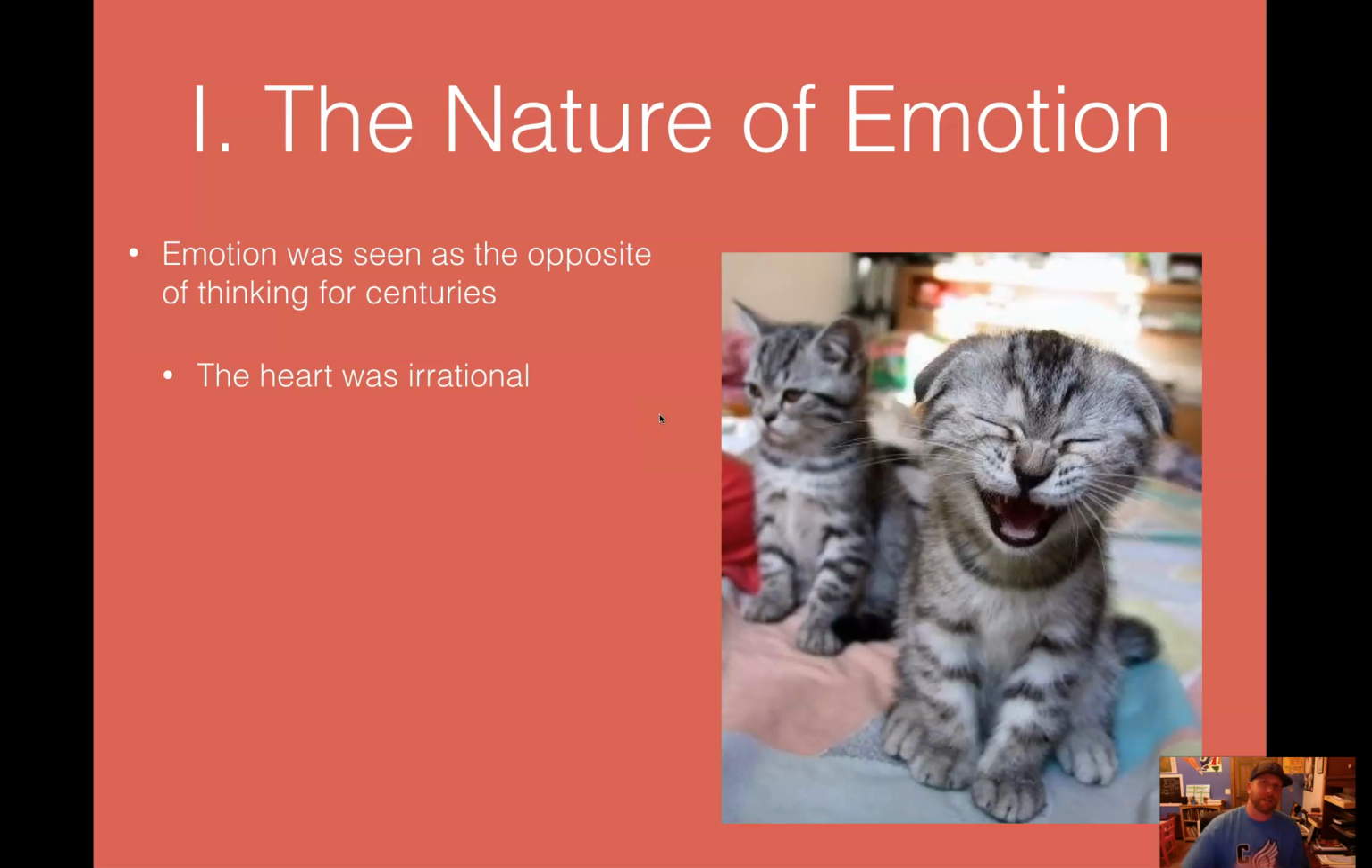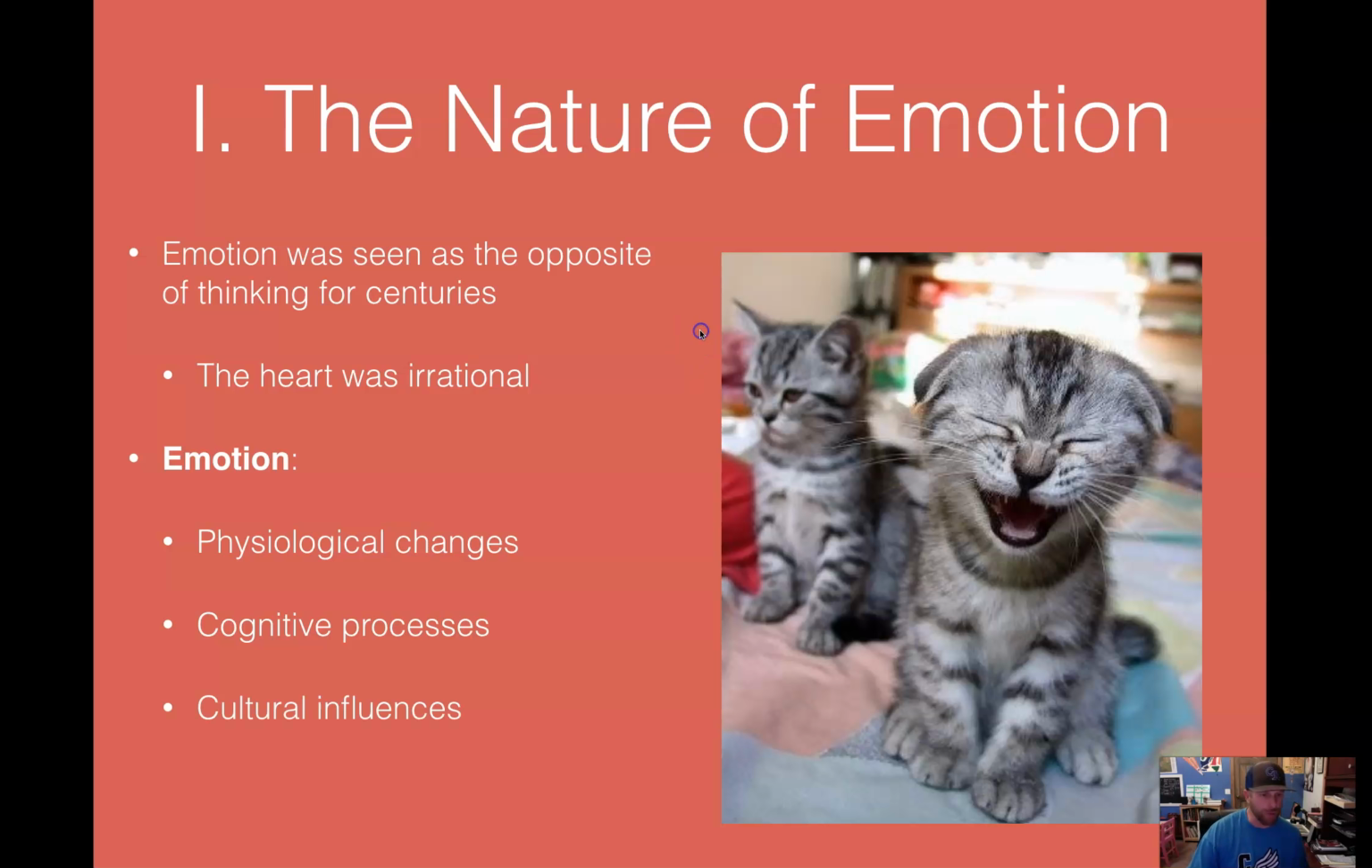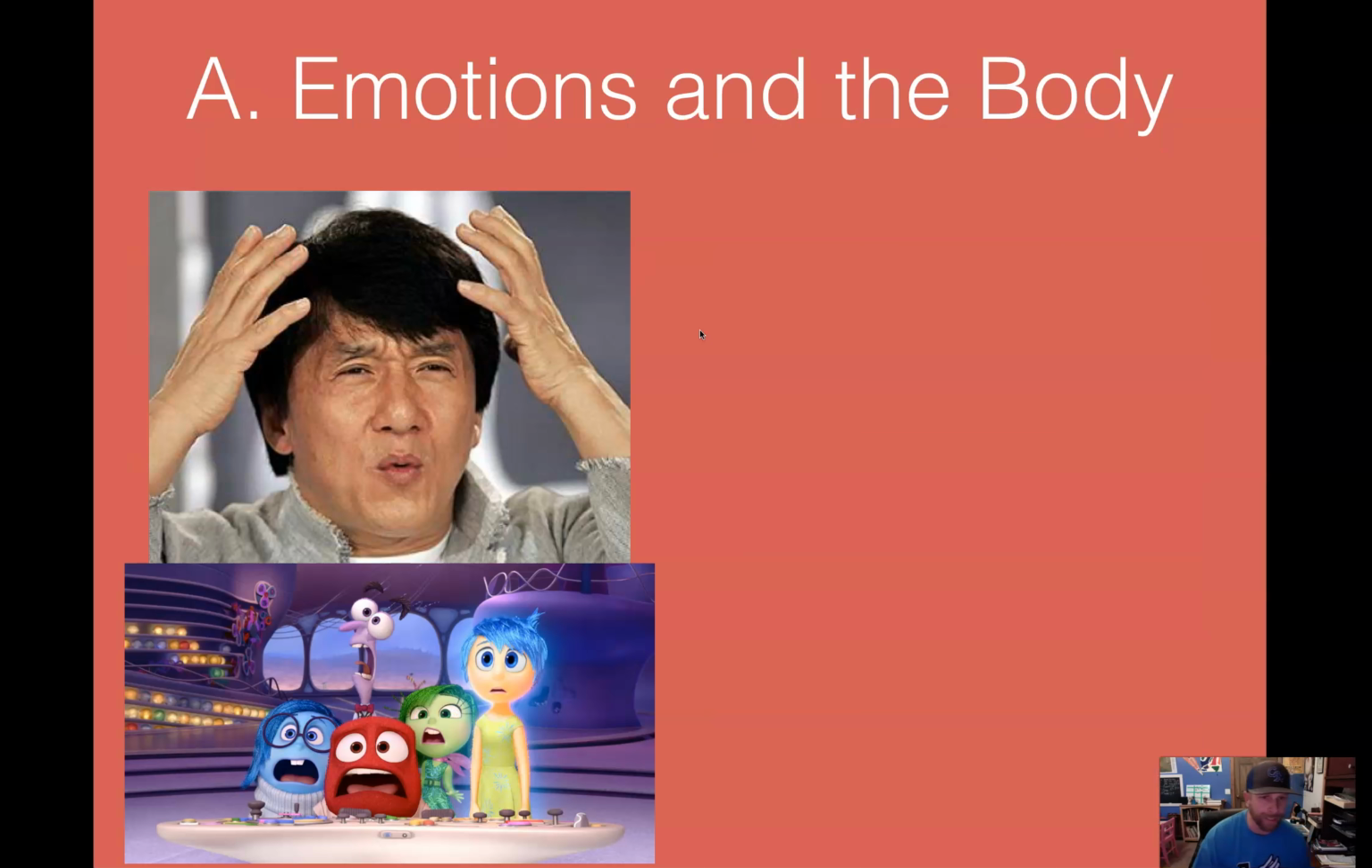The heart was irrational, the brain was rational, and so being emotional was not good. It was like turning your brain off. So emotion involves the physiological changes: your body actually has changes based on the emotion. Then there's the cognitive process, how our brain interprets and senses the emotion. And then there are the cultural and social influences on how we show the emotion and how we share it. All of these factors, physiological, cognitive, and cultural and social, shape our emotion, how we feel things and how we express them, and that is really important to get into.